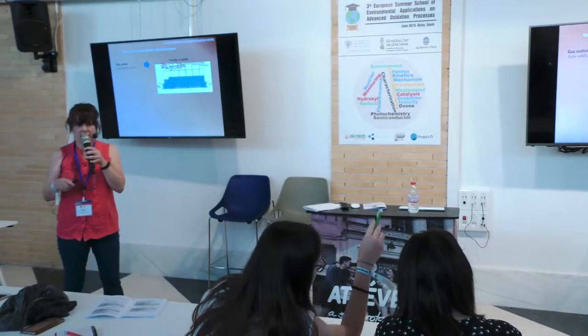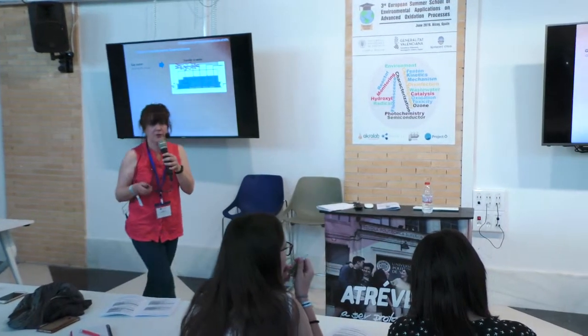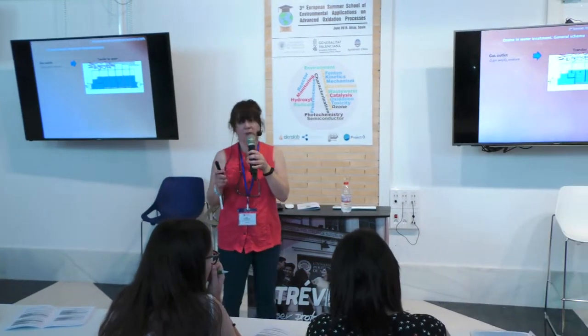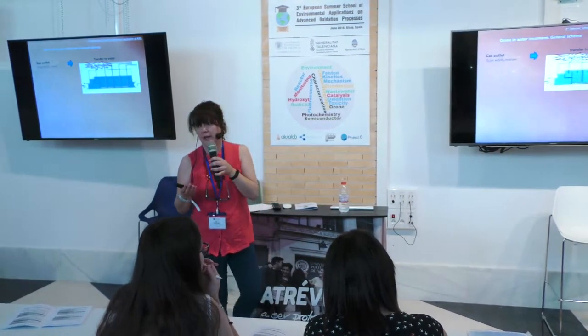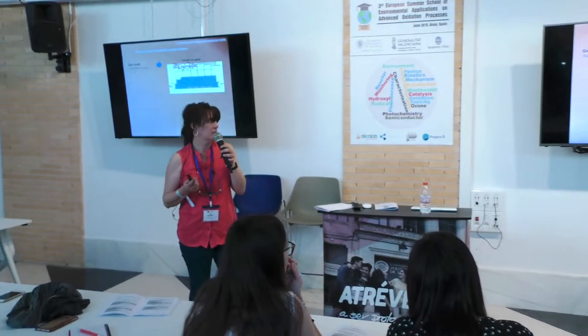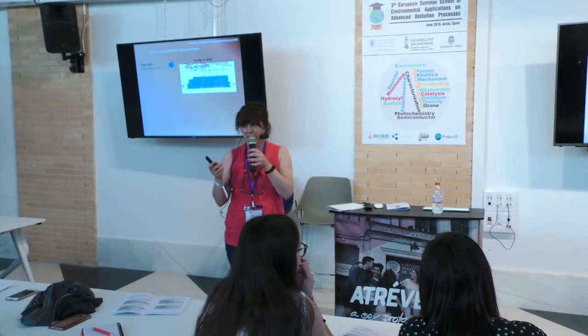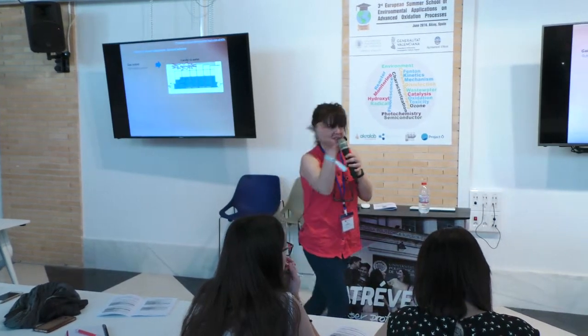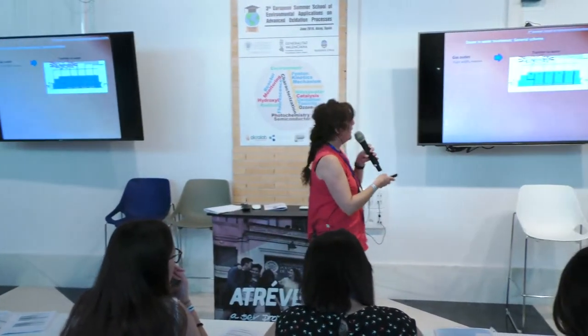And finally, at the outlet of our reactor, we have to include an ozone destructor, because ozone is a very harmful species. So normally this is a catalyst that decomposes the ozone that is still remaining in the gas outlet.